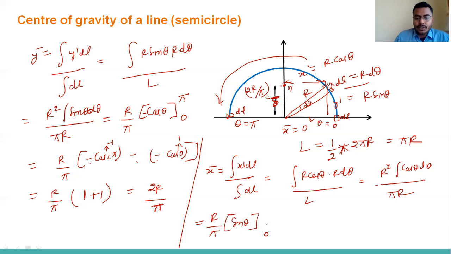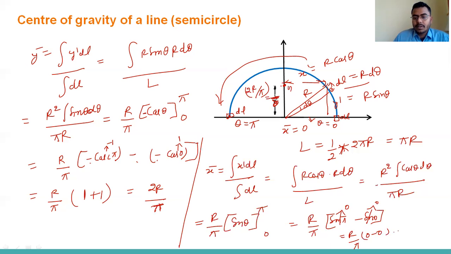What is the lower limit? That is 0. What is the upper limit? That is pi. Right? See, r divided by pi, sine pi, upper limit, minus lower limit, that is sine 0. We know sine 0 is 0. We know sine pi is 0. Right? So 0 minus 0, it will come 0. So we are getting x bar as 0. Right? So in this case, x bar is 0, y bar is 2r by pi.